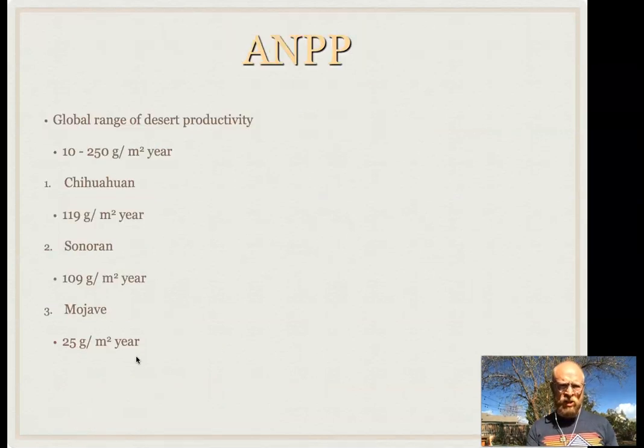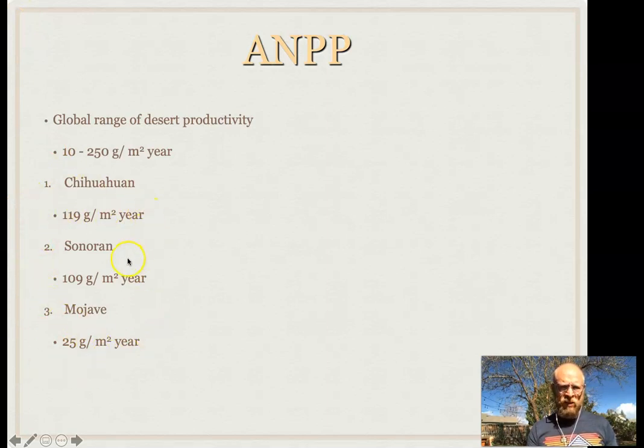And then this is just productivity of our desert ecosystems. So here's the productivity of deserts in general, anywhere between 10, which is like almost nothing, to 250 grams per meter squared, which is getting close to the shortgrass steppe. And you can see our 3 deserts fall right in line with that.